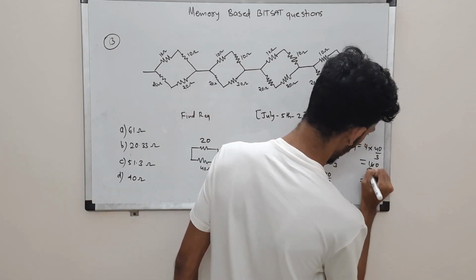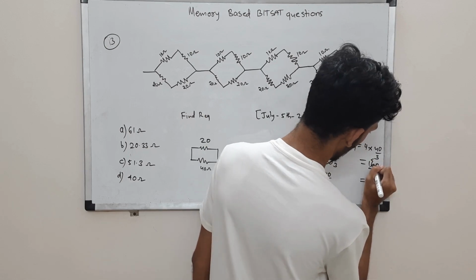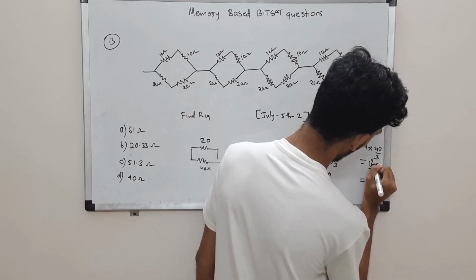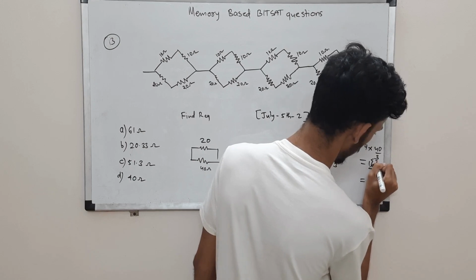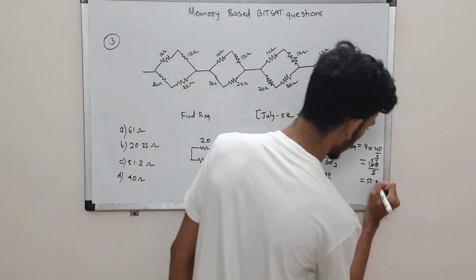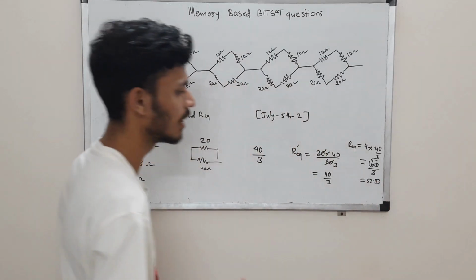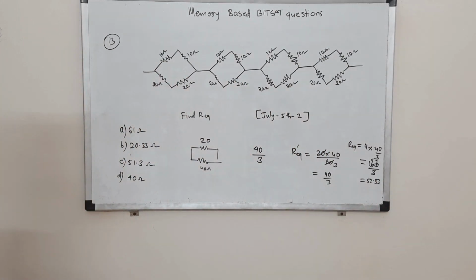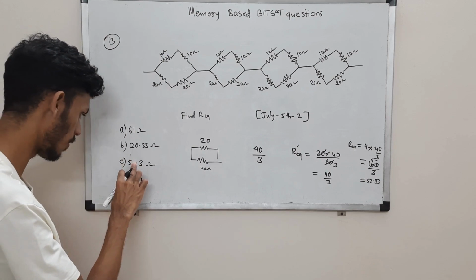So 3 1s are 3, 5s are 15, 15 and how much carry? Yeah, 3. So it should be 53.1. So that is 333. Okay, 53 with a remainder of 1. So that is 53.333. I think this option is incorrect.